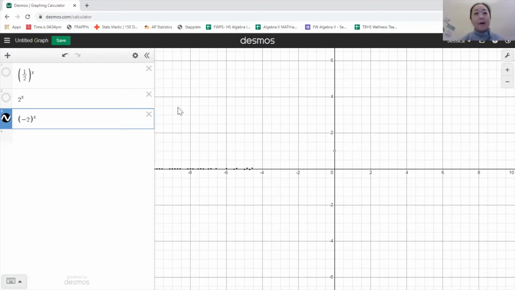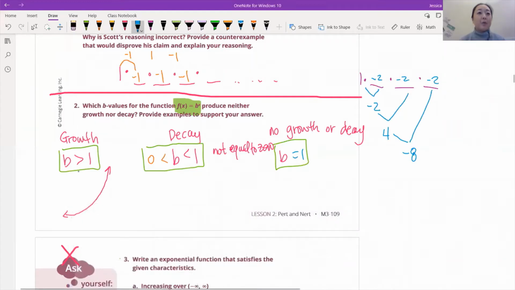Yeah. And so it goes from positive to negative, and it's not continuous, right? So it's discrete for sure. So B can't be negative, because negatives are weird. It doesn't give us this nice graph. So what can it be?